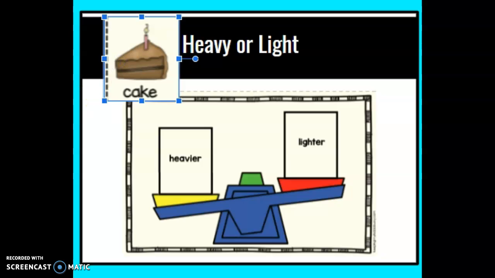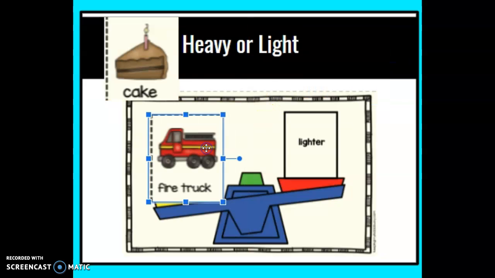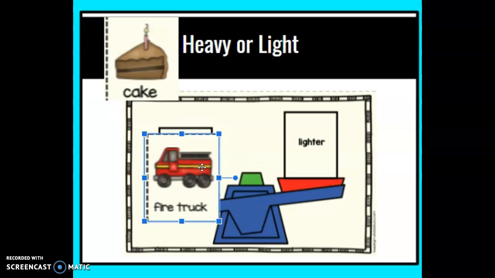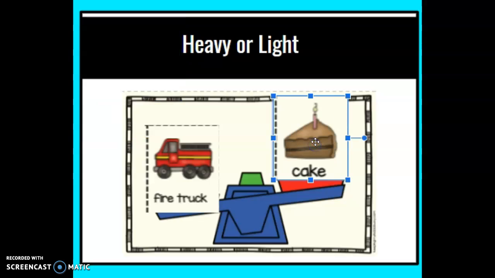A piece of cake or a fire truck. Not a toy fire truck, but a real fire truck. Which picture do you think is heavier? You're right. It's the fire truck. Great work. That would go down on the scale much faster. Which picture is lighter? The piece of cake. Super job.